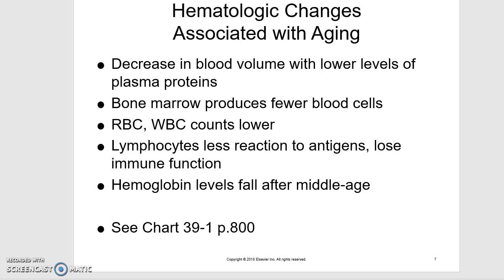Lymphocytes become less reactive to antigens and lose immune function. Antibody levels and responses are lower and slower in older adults. The white blood cell count does not rise as high in response to infection in older adults as it does in younger adults.